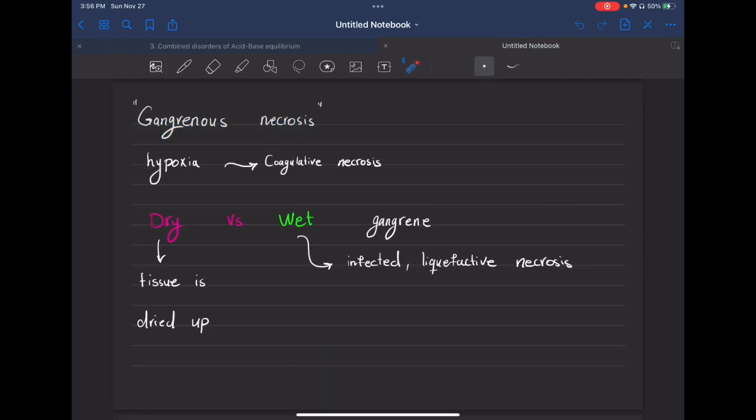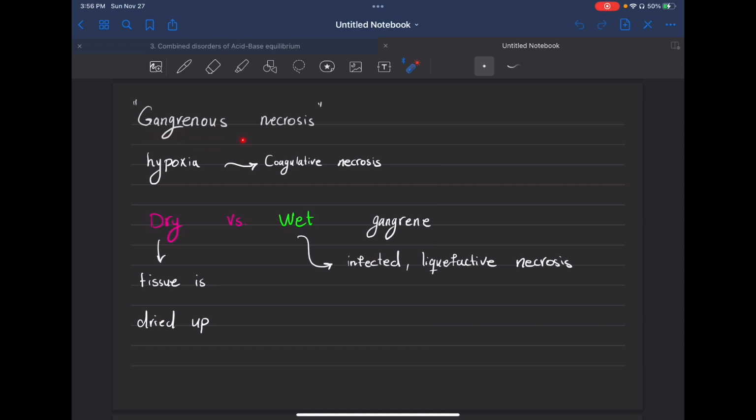Another type of necrosis is gangrenous necrosis. It usually happens because of hypoxia, just like coagulative necrosis. So that's why some people consider them just coagulative necrosis. They don't consider gangrenous necrosis as another type. They just consider it a type of coagulative necrosis.